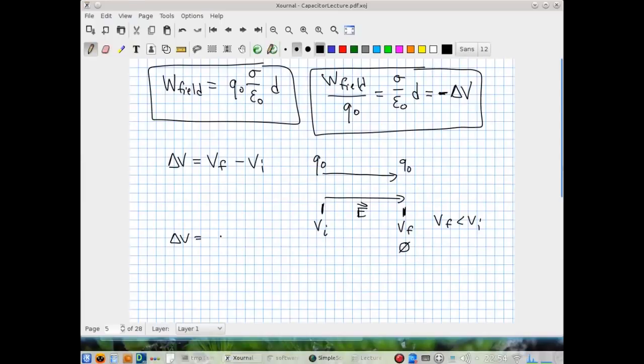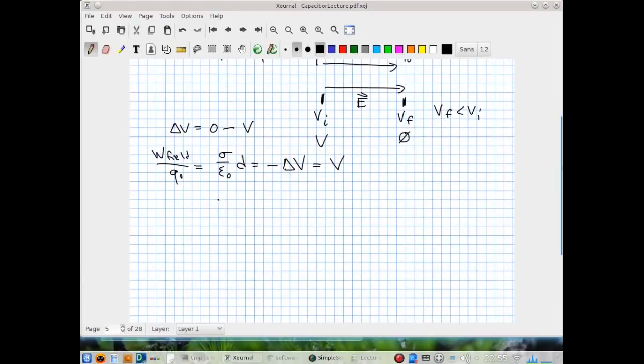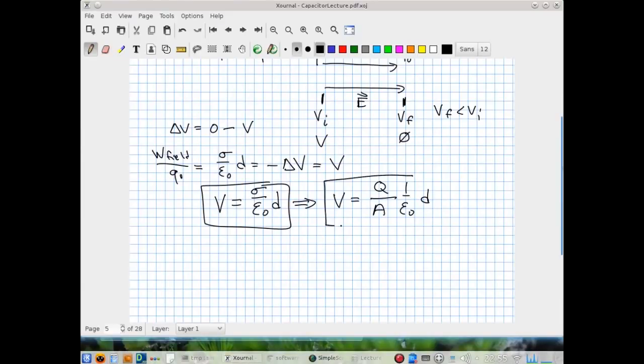So then we have that delta V is equal to zero minus whatever the potential was on the other side, which we'll just call V. So we'll call the initial potential V. All right, well, this is great because we see that the work done by the field per unit charge is equal to sigma over epsilon naught d, which is equal to the negative of the change in potential, which is equal to just V, because I have a minus sign here and a minus sign here, and so I get a positive sign. We can very quickly write a relationship between the electric potential on one side of the system, the charge density stored on the surfaces of either of the plates, and the spacing between the plates. And if we go ahead and actually write out the charge density as Q over A, and then we have 1 over epsilon naught and d, we have this relationship here.